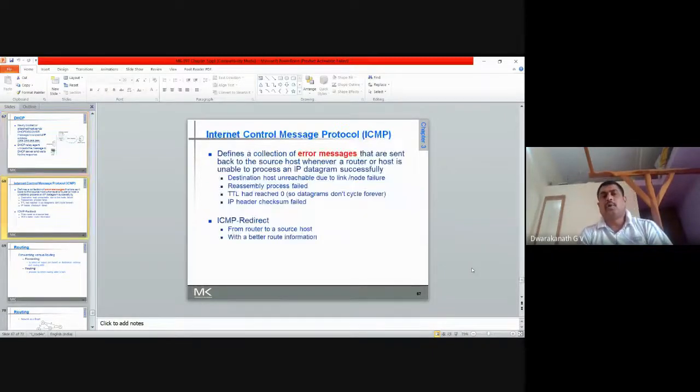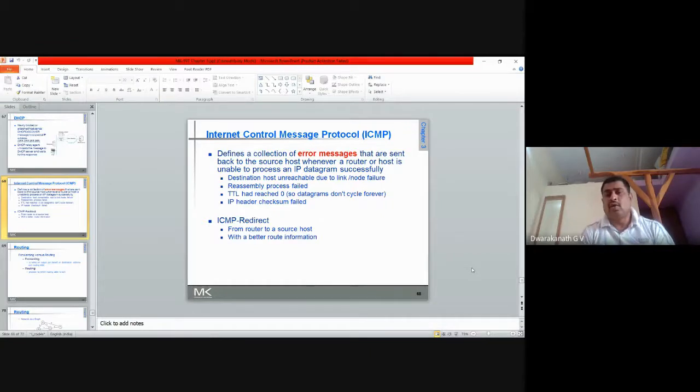Coming to the next protocol, that is Internet Control Message Protocol, ICMP. What is the work of this ICMP? It defines a collection of error messages. For example, some router error messages, link failure, a destination is unreachable, somewhere a loop is there, then TTL has reached 0, means time to live of a packet has reached 0. All this information should be given to the source. Who will give this information?